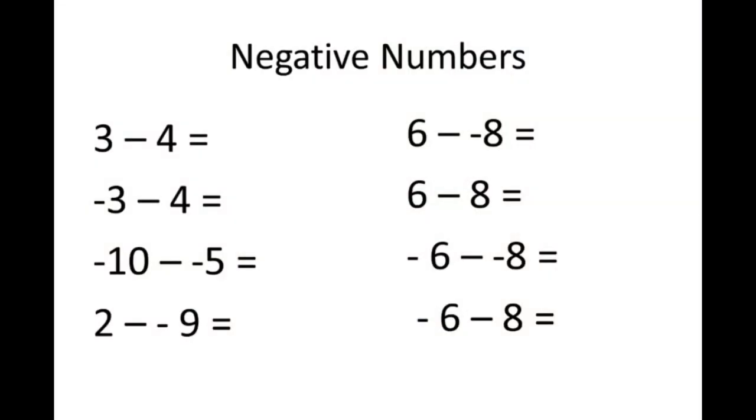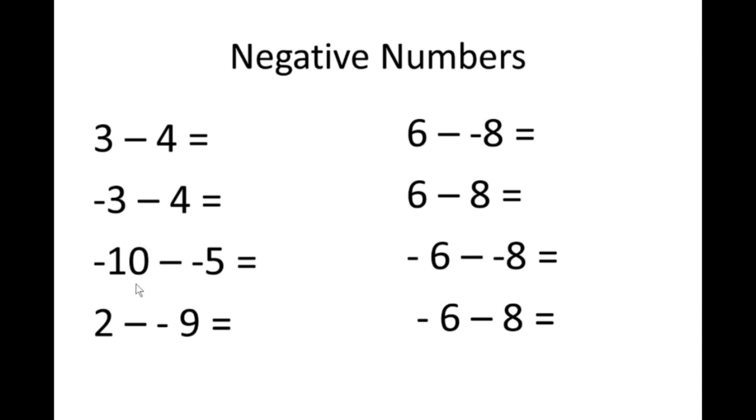So check this out. Okay, so I gave you $3, you spent $4. The answer to this one, you still owe $1. So this would be negative 1. All right, what about this? You owe me $3, your mom $4. Now you're out $7. This would be minus 7.